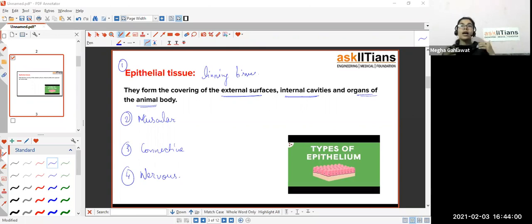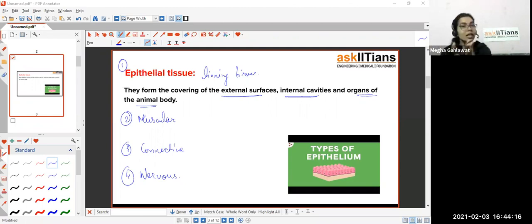Moving to the connective tissue. Connective tissue, as the name suggests, it connects, right? Easy to learn. It connects and it supports. Then we have the nervous tissue. Nervous tissue is one of my favorites. Why? Because it's super easy to learn.